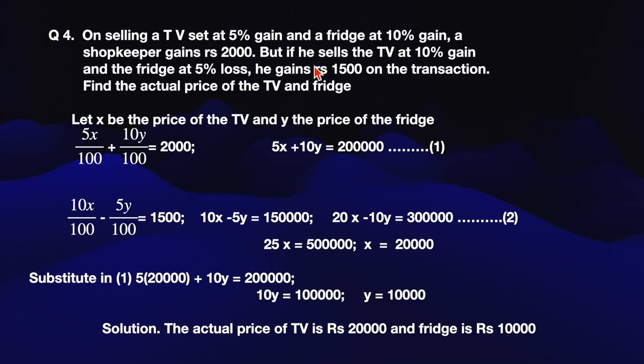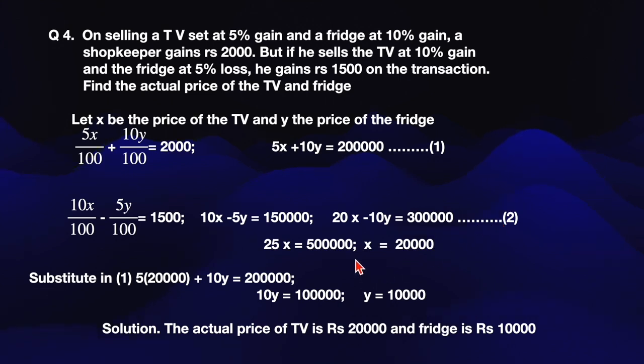For the next, if he sells at 10% gain and fridge at 5% loss, we have to subtract the loss here. So gain is there, write down the gain, 10x upon 100 minus 5y upon 100. We have to minus it. Here in the first equation, both are gain, so I am adding it. But here, this is the loss, therefore I am subtracting it. Is equal to, so what is the amount actually? 1500 he gains in the transaction. So is equal to 1500. Simplify it, you get the next equation.